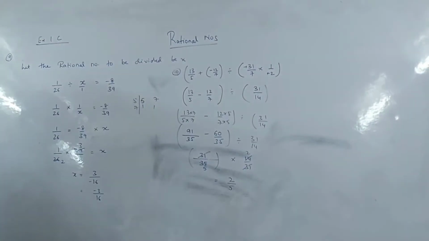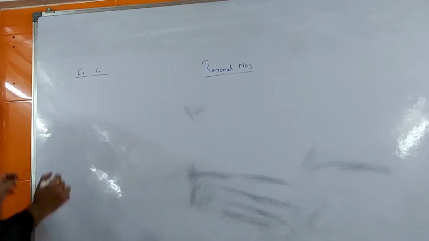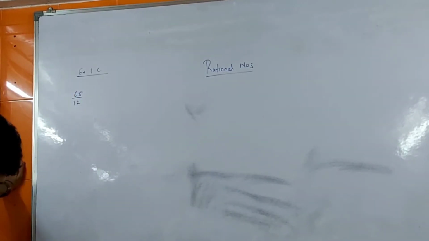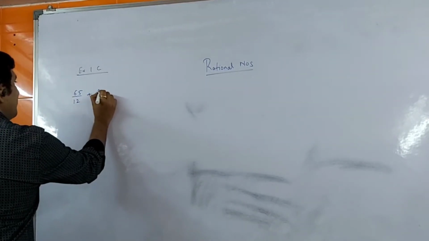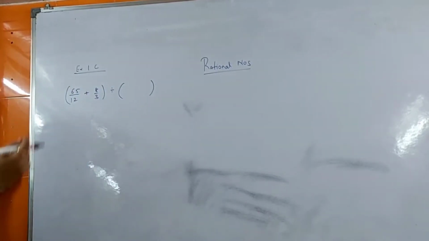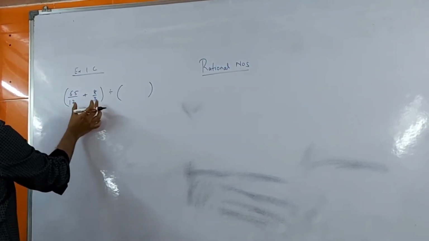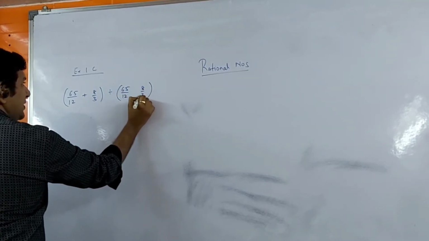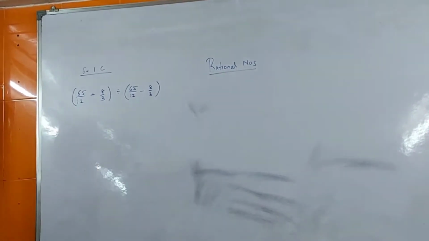This is question number 10. Divide the sum of 65 upon 12 and 8 upon 3 by their difference. The sum is plus. We have to divide this by the difference. Difference means subtraction. That means we have to divide the sum of this by the difference of the same numbers. Same numbers, but now it is subtraction. We have to divide the sum by their difference.